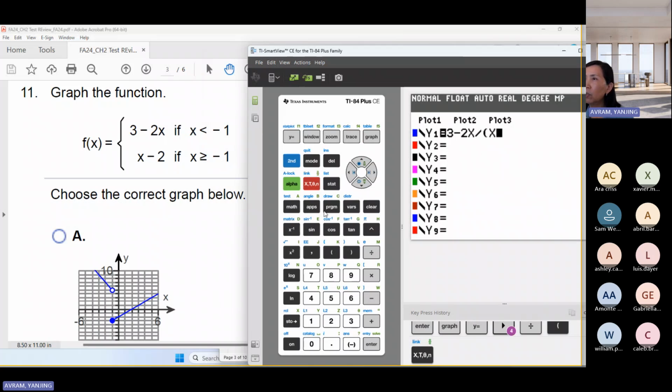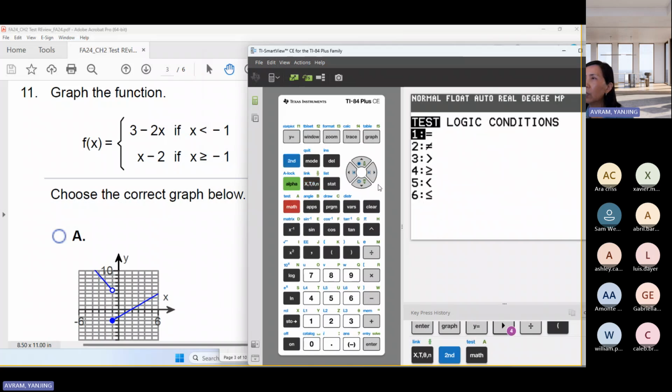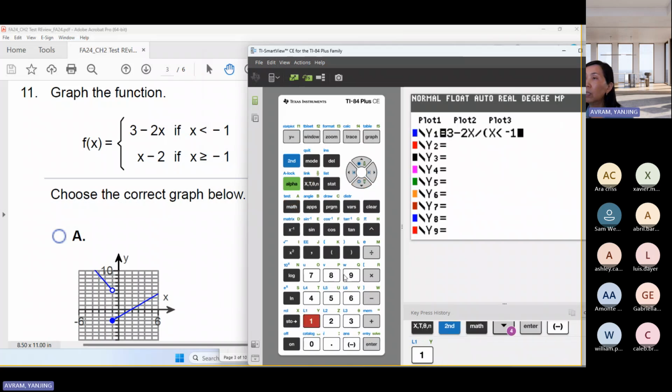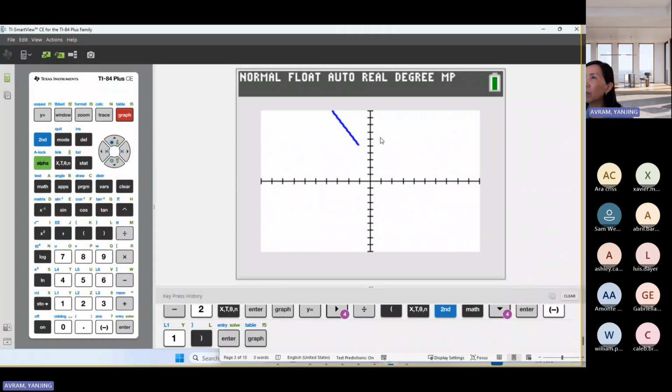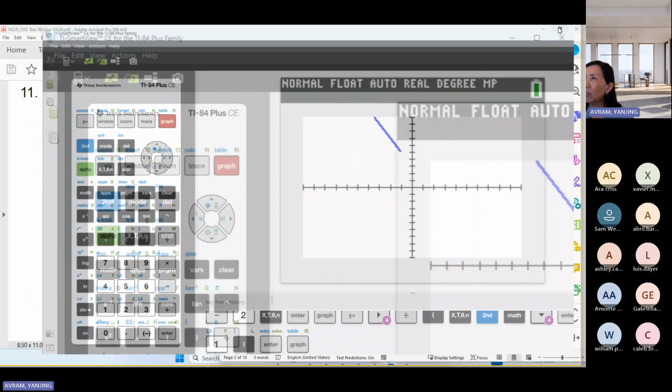In order to do this, you will have to go to the test menu. So second math is the test, and then you have a less than in here. Less than -1, and then make sure you close the parenthesis. So that means this is my condition. If you graph this one right here, look at it, it does stop right here. So you have this condition in here. That's how you look at that.